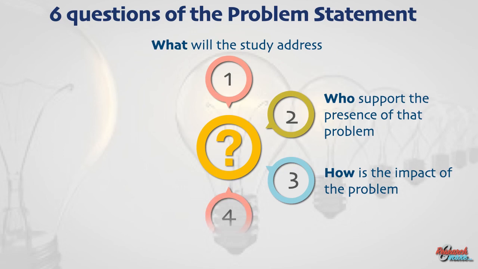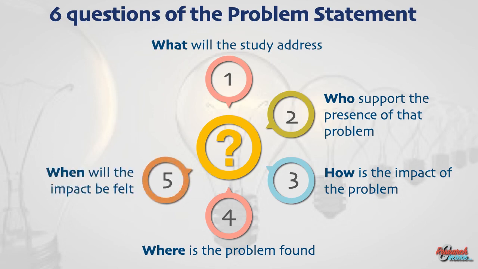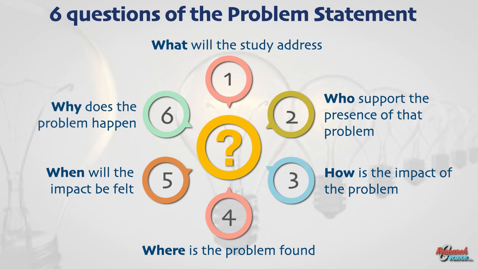Next is the question of where. The research problem must state who are affected by the problem. For example, is it a particular person, unit, group, organization, or society? The fifth is the question of when. The research problem, if necessary, must describe when the impact of the problem will happen as a result of time variation. And lastly, the question of why. The research problem must describe the underlying causes of the problem.